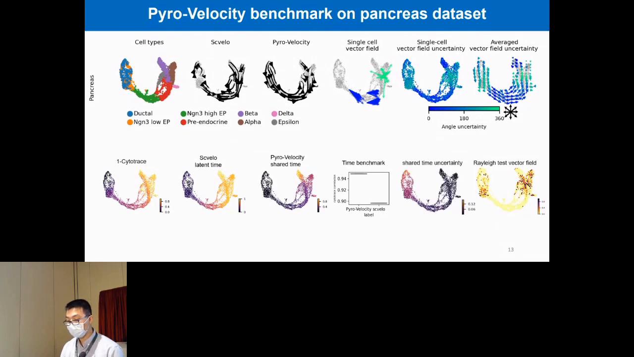And again, we can also look at the standard deviation of the shared time, which represents the uncertainty of such a scalar value. We can also use such a standard deviation to highlight the most uncertain area, which is enriched in the cell cycle stage.